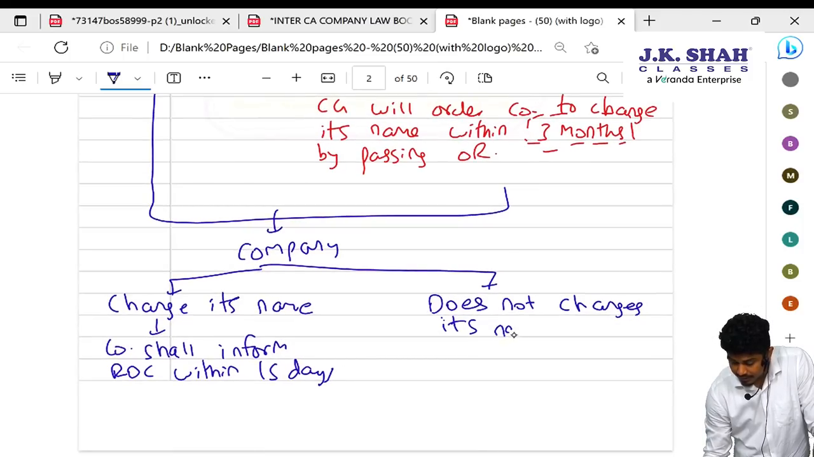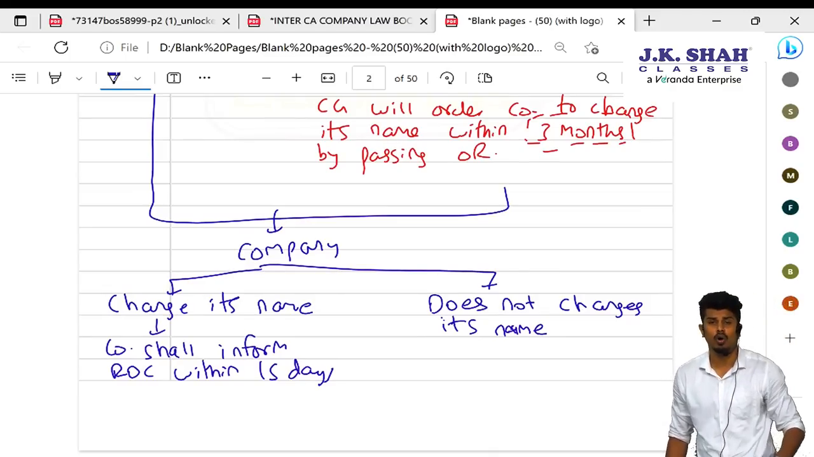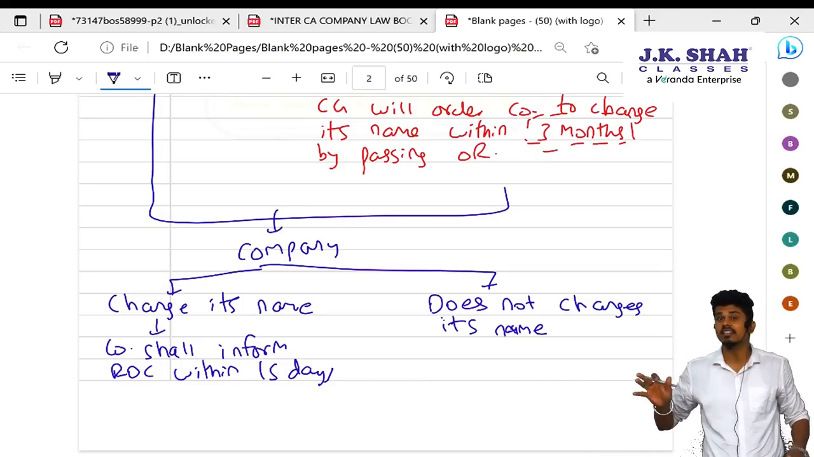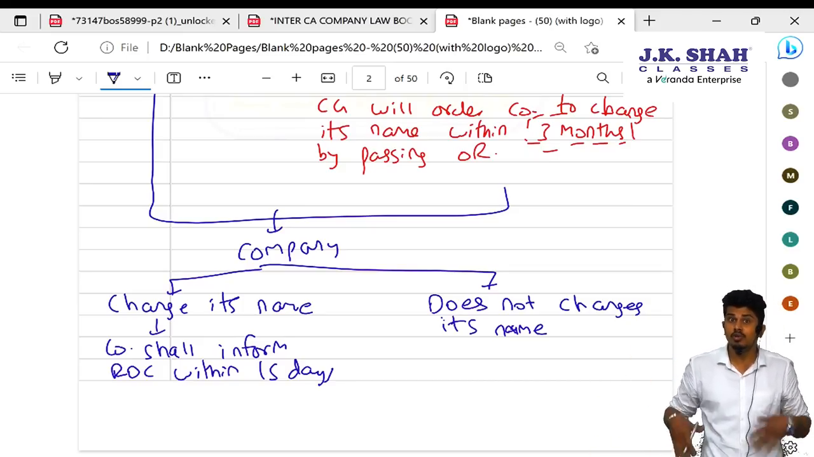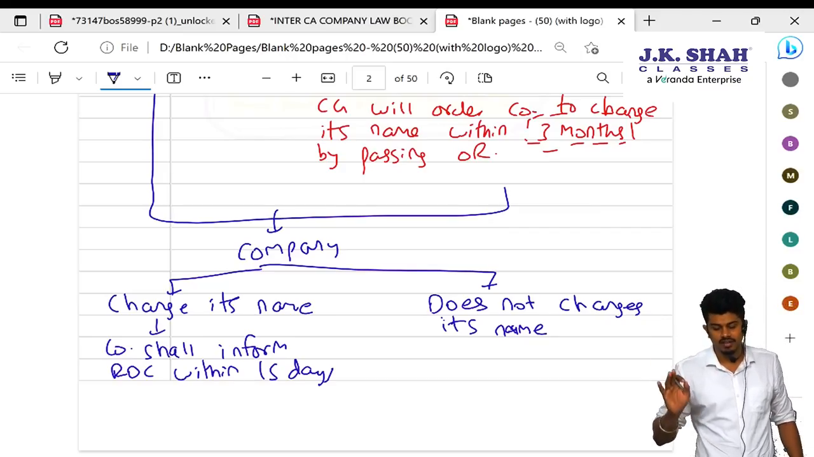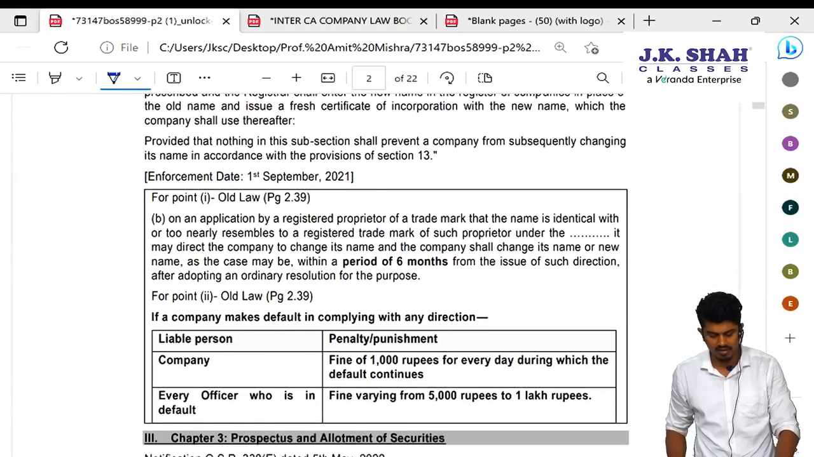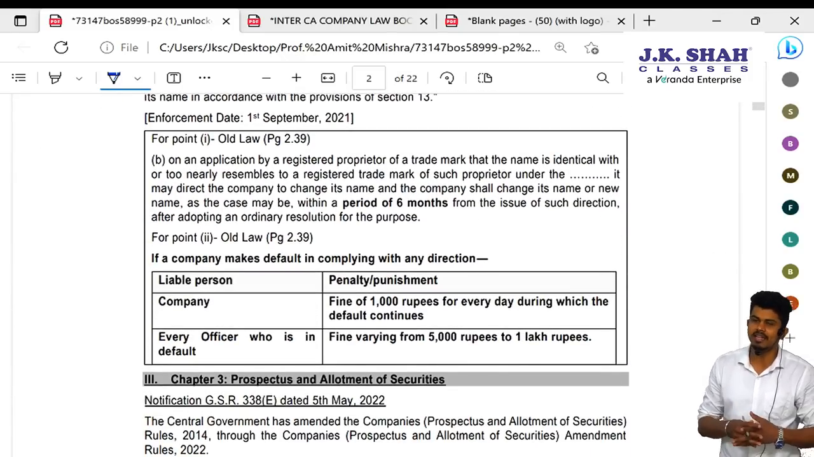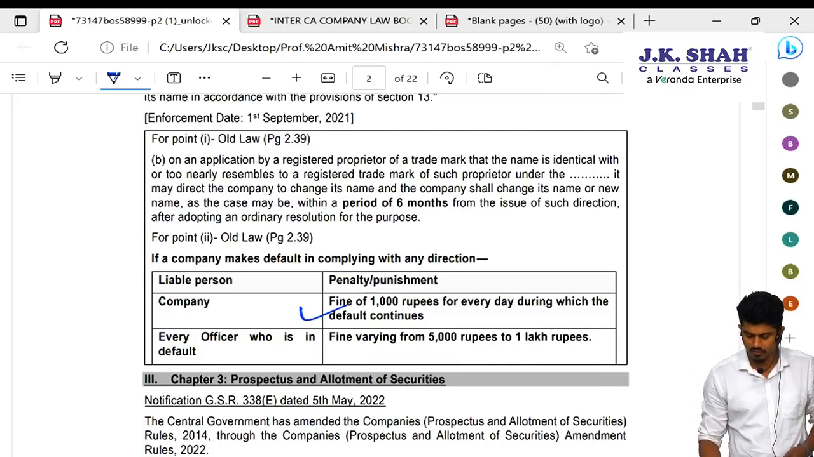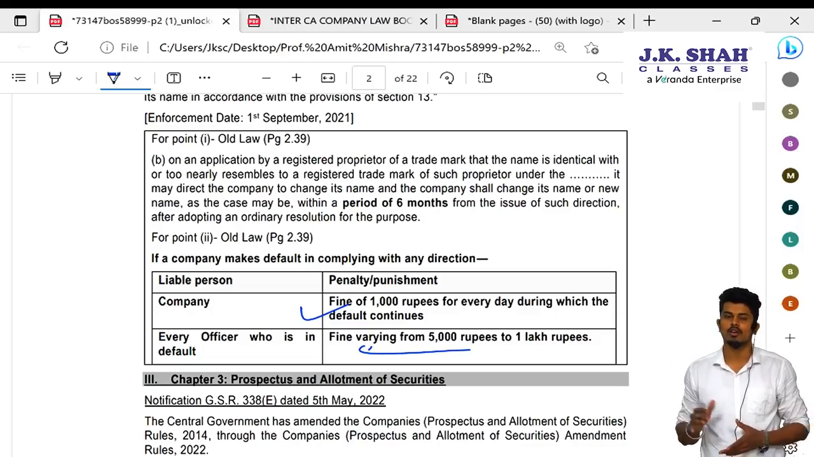But now, on the other hand, if company does not change its name. See, central government ordered company to change name within 3 months by passing ordinary resolution. But company is not taking central government seriously. In the same manner, you students are not taking your syllabus seriously. So in this particular situation, central government earlier used to impose fine. I repeat, central government earlier used to impose fine. So if central government has ordered you to change your name and you are not listening, they will impose a fine on company of ₹1,000 for every day, and on officer a fine of ₹5,000 to 1 lakh rupees.